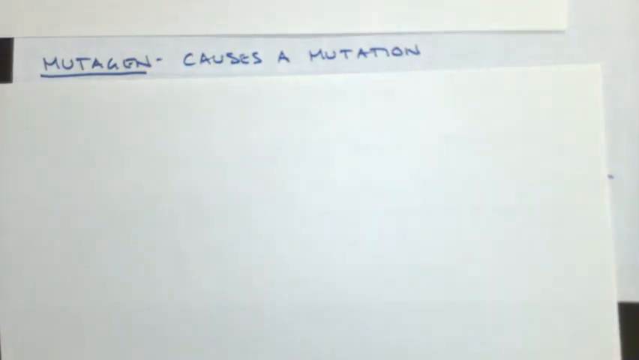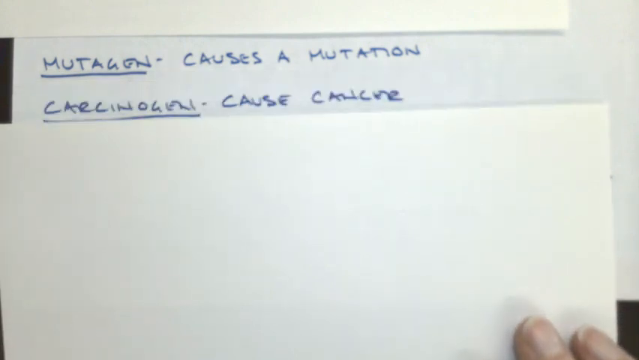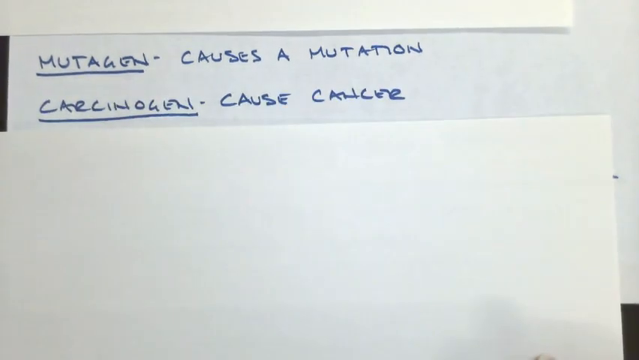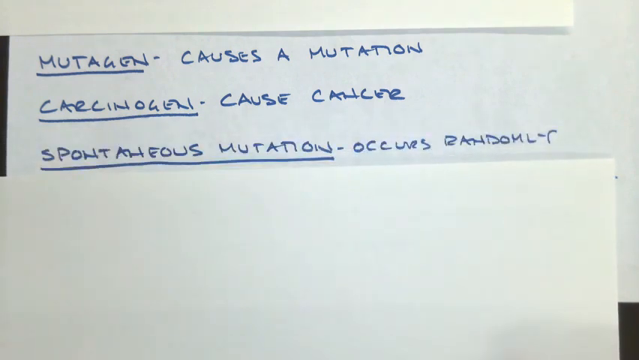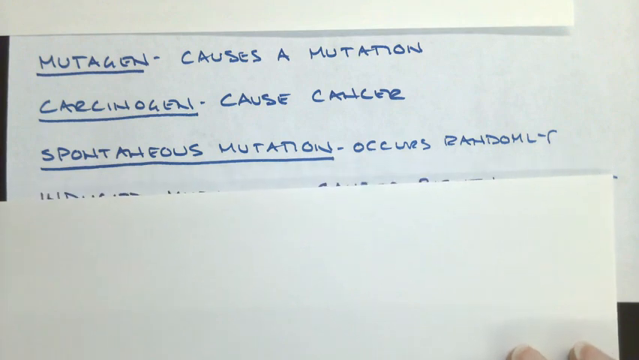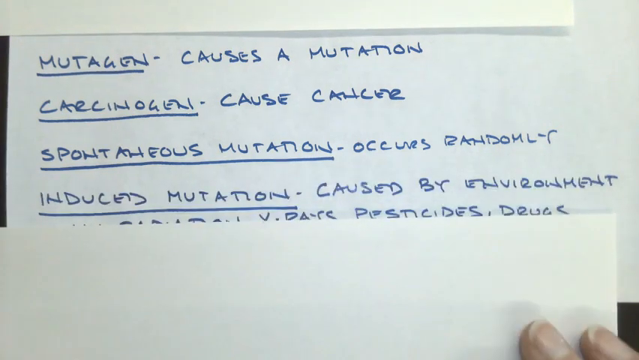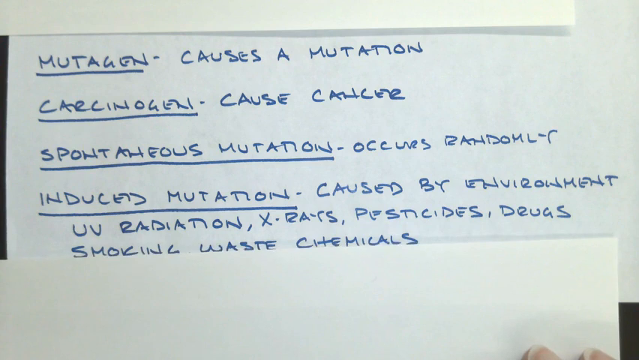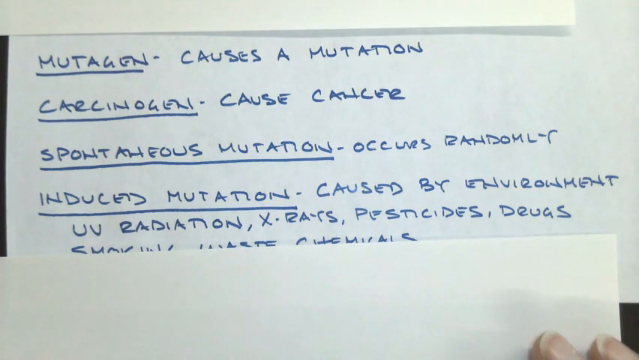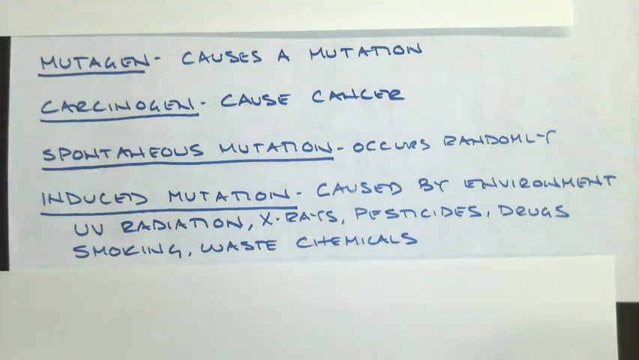We also have a couple of terms that are related to mutations. The first one is mutagen. It causes a mutation. The next one is a carcinogen because it causes cancer. The next one is spontaneous mutation because it occurs randomly. And the last one is induced mutation. It is caused by the environment, by either UV radiation, X-rays, pesticides, drugs, smoking, waste chemicals.